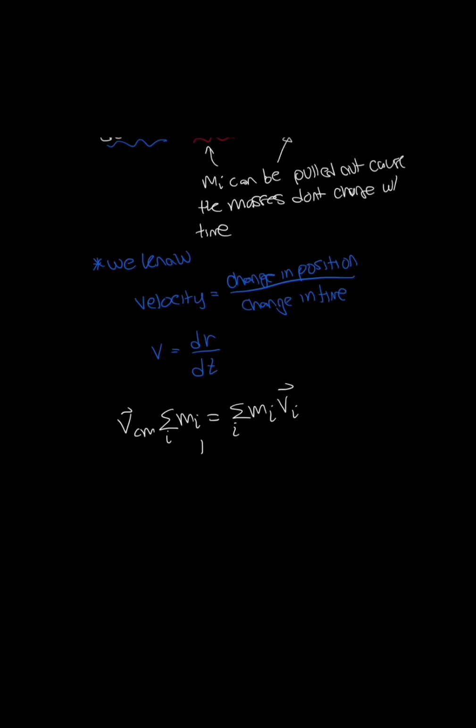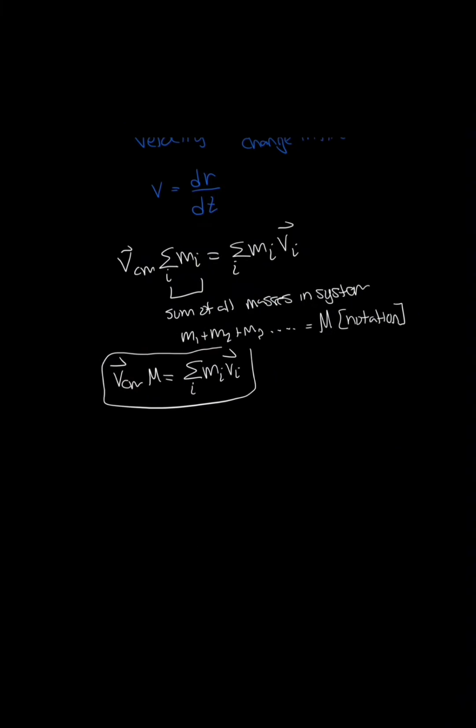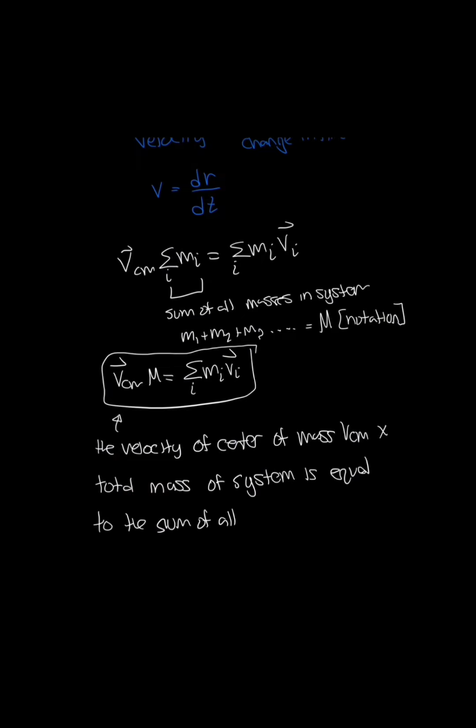And then we can note that the summation of mass i is just going to be the sum of all the masses in the system. So we can change the notation to just represent it as capital M. So we get this expression here. This states that the velocity of the center of mass, VCM, times the total mass of the system is equal to the sum of all the individual masses times their individual velocities.